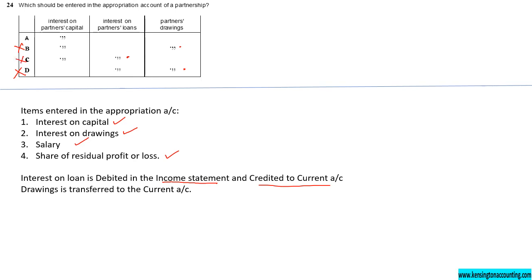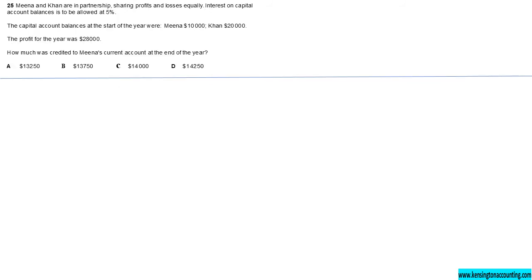Therefore, the only remaining answer is A, interest on capital. Correct. Therefore, the answer is A. Question 25 is about appropriation account in a partnership. So we know that Mina and Khan are in partnership, which shares profit and losses equally. And interest on capital is 5%.